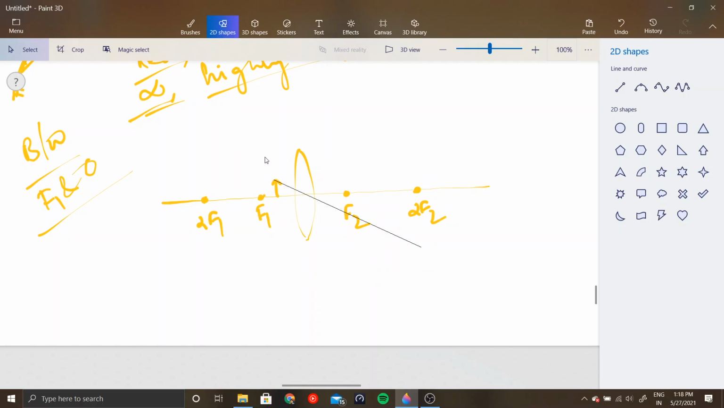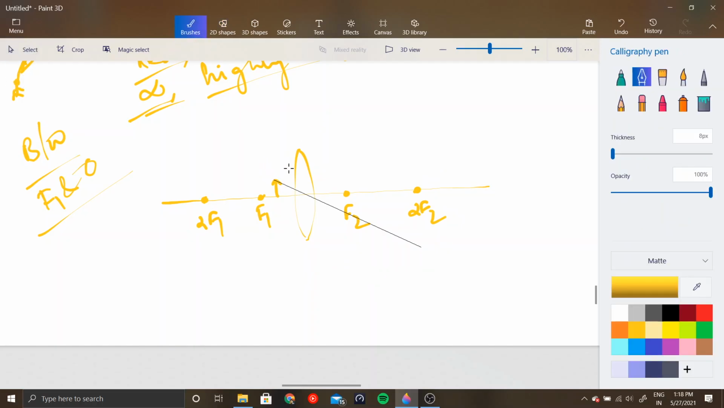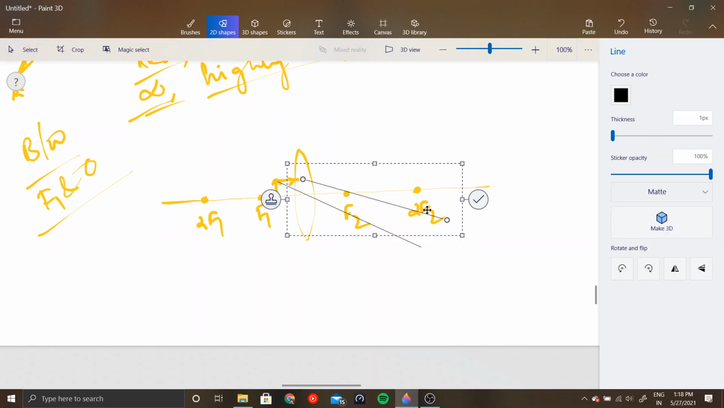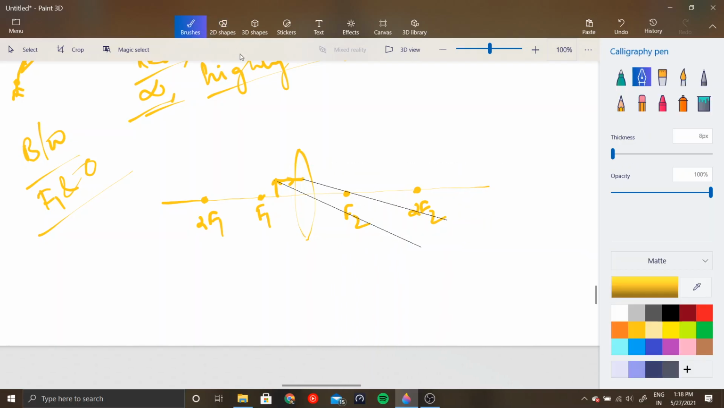It goes undeviated, and another ray goes parallel to the principal axis. After deviation, it goes like this. So you see that there are diverging rays. This is there and this is there. So if we extrapolate it back, we'll see that this is actually originating from one point.